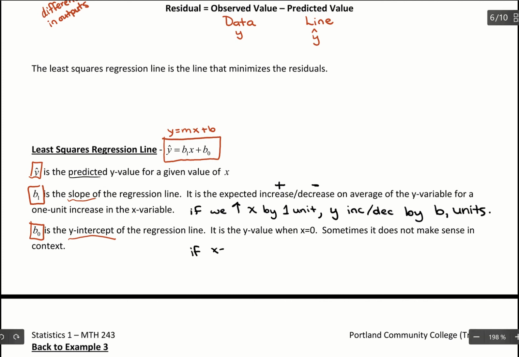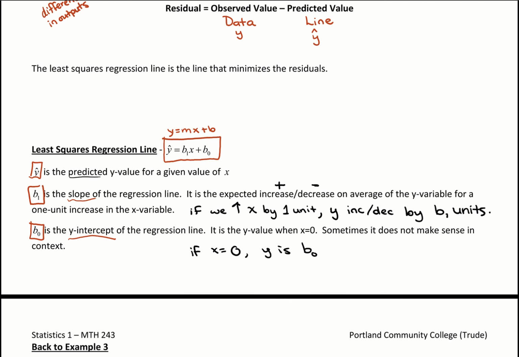So if x is 0, y is whatever our intercept is. And when we make this sentence, sometimes it won't make sense. So when it doesn't make sense, we just say it doesn't apply, really. So especially when this comes out to be a negative number, often that doesn't work in context. So slope you can always interpret. Y-intercept sometimes you can interpret.